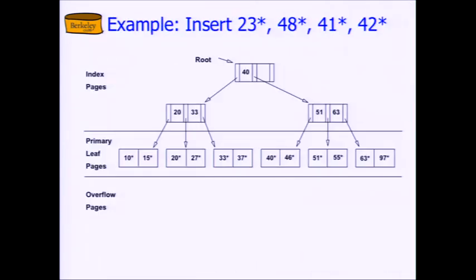Let's insert 23. We walk all the way down. Clearly, it's less than 40. It's between 20 and 33. It needs to go between 20 and 27 at the leaf level. But the leaf is full, so we'll allocate an overflow page at the end of the file and put a pointer to it on that leaf page. Now, that sequence of leaf pages and overflow is not sorted. Too bad. We'll have to sort it by reading all of that linked list of leaf pages in and sorting it every time we look at that leaf page.